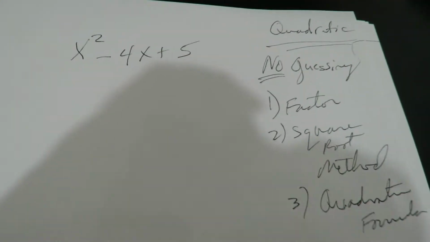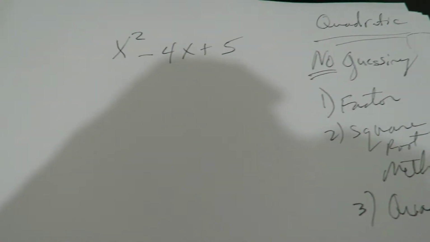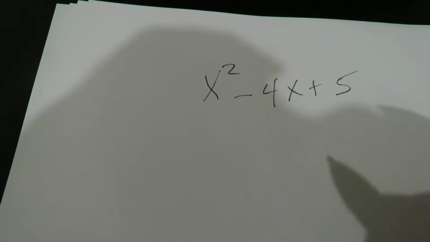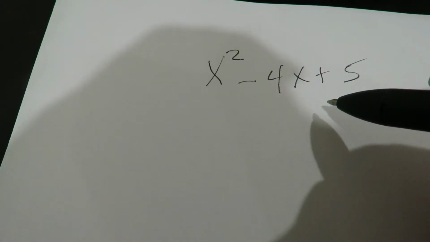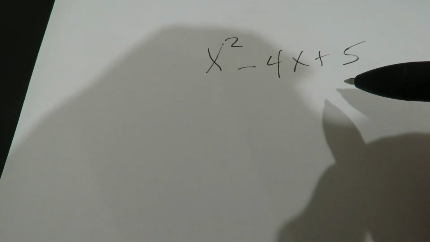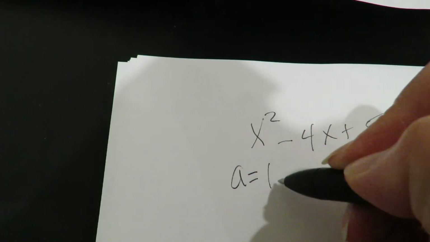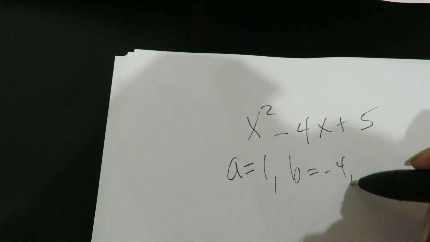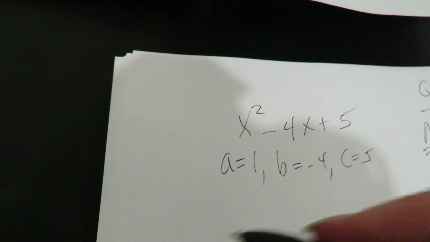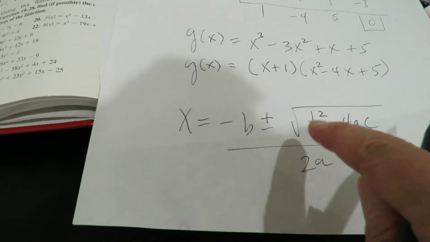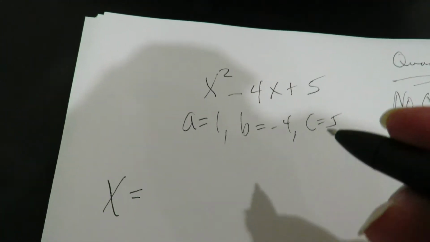Okay, you're going to use one of those techniques to break it down. All right, so this doesn't factor, the square root method doesn't apply, so I'm stuck using the quadratic formula. So A is 1, B is -4, C is 5. All right, and I wrote the formula earlier for you, so you have it.